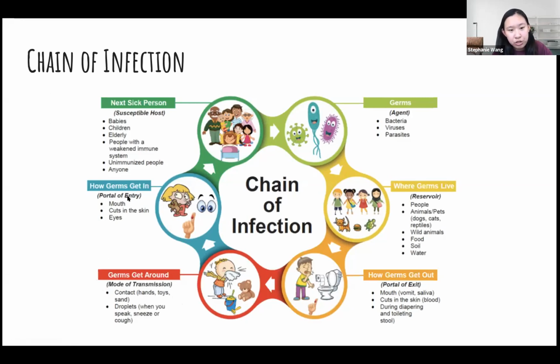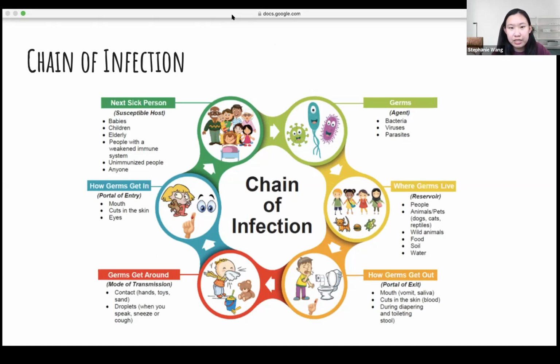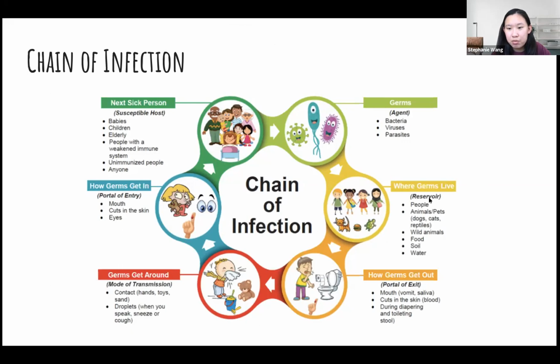And then the portal of entry would be how it gets into a person. So that would be by ingestion, so eating it. And then the susceptible host for this would be someone who has not gotten that breed of salmonella before. So that would be the susceptible host. So I think that makes it easier to understand.